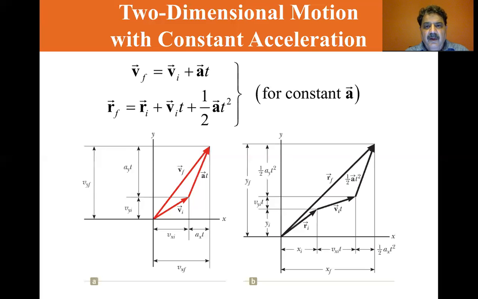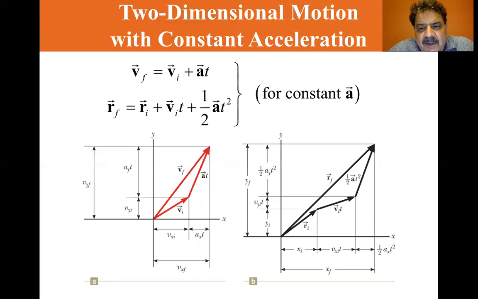Okay. Now, the equation is the mathematical representation of the two-dimensional version of the particle under constant acceleration model, shown here. The graphical representation is in the figure. The components of the position and velocity vectors are also illustrated. So it's the same equations. v final equals v initial plus a times t, and r final equals r initial plus vit plus 1/2 at squared.